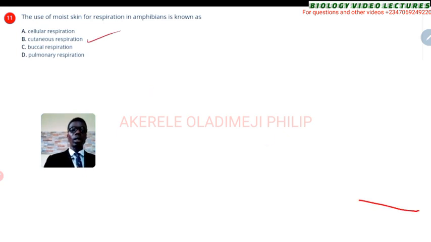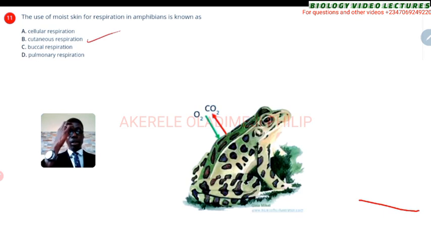This is what it means. Yes, the body of amphibians, namely the frog here, is well vascularized, has a lot of blood vessels, so oxygen literally can dissolve on the surface and there can be gaseous exchange. As a matter of fact, this guy has three ways it respires or carries out gaseous exchange.